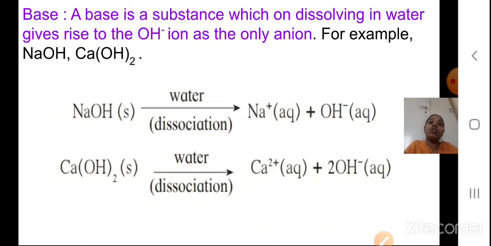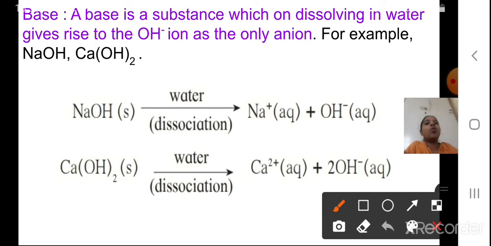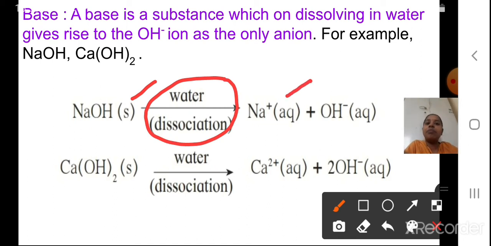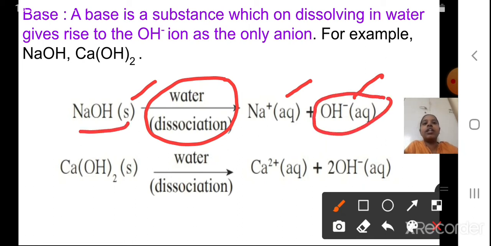Okay, now we will see what he said for a base. For a base, he said that a base is a substance which on dissolving in water gives rise to the OH minus ion as the only anion. Okay, H plus as a cation, and for a base, OH minus as the anion. Now what examples did he give? NaOH he gave. See here, in solid state, when I am doing water dissociation again, what am I getting? Na plus. So can you see, I am getting Na plus and OH minus. Got an OH minus. So can I say this NaOH is a base? Yes, according to the Arrhenius theory.